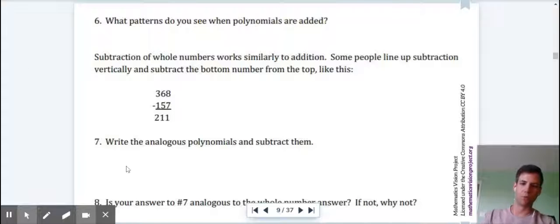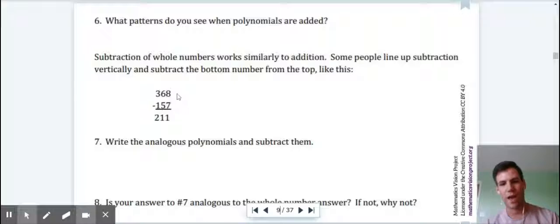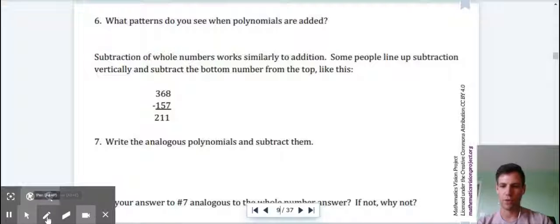So now we're moving into subtraction. So subtraction, we have 368 minus 157 equals 211. And so we can write out our polynomial that might go with that problem.